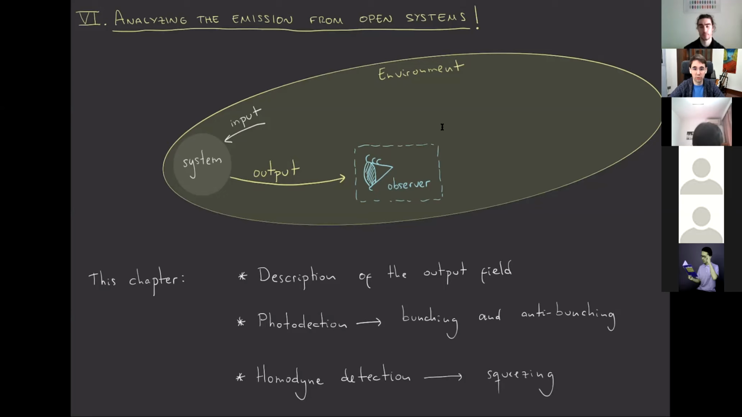We have already talked quite extensively about squeezed states, how to generate them with a Hamiltonian and how to describe them with Gaussian states and so on. But we haven't really talked about how squeezing is used in experiments, okay? And this is what we will use this chapter for as well. So how to measure it, how to detect it, and what it is useful for.